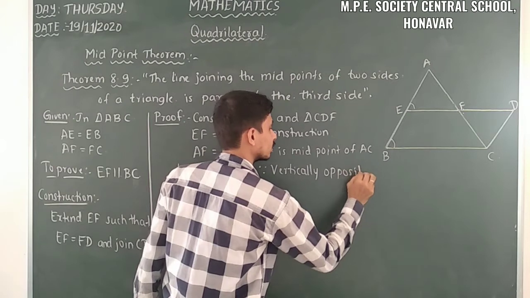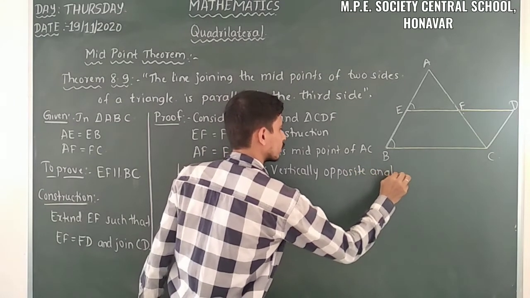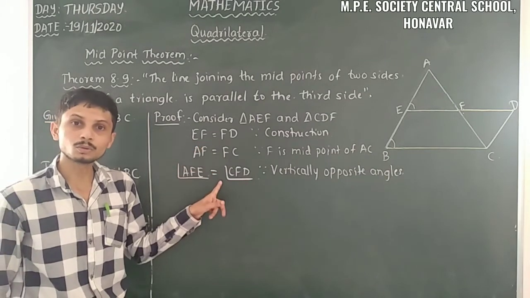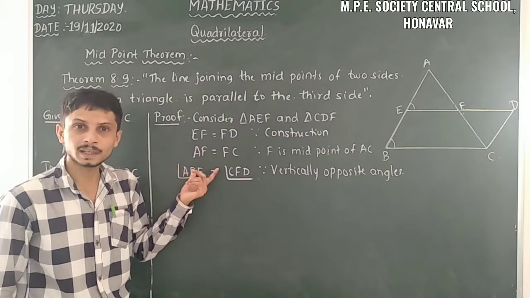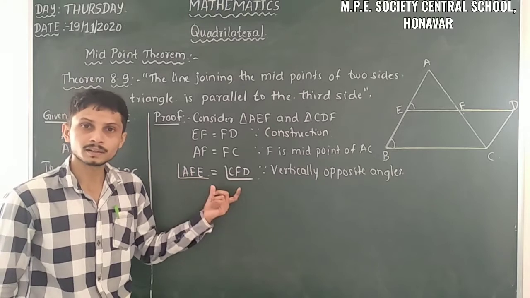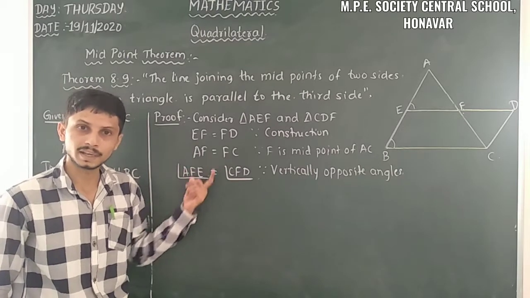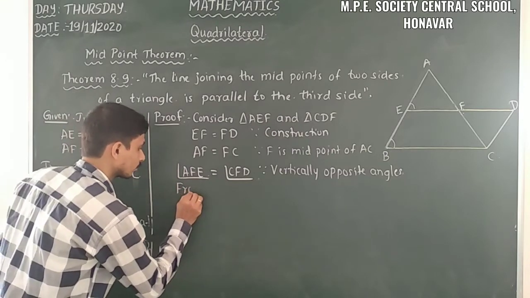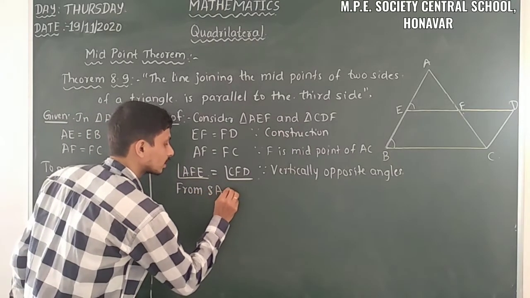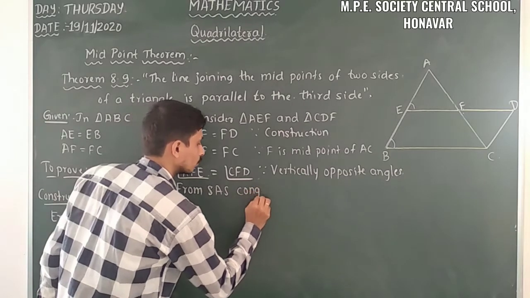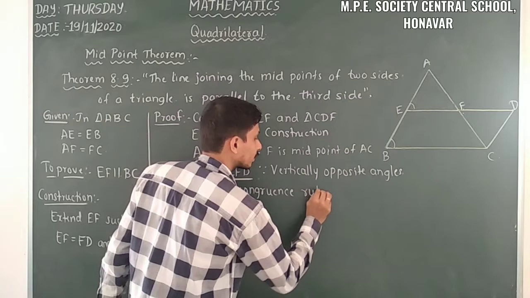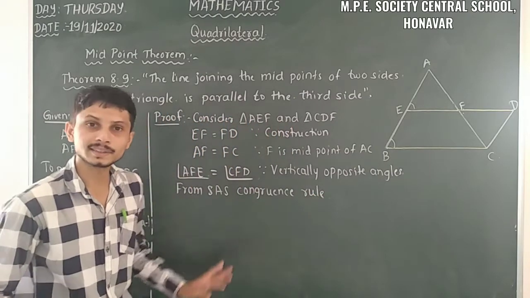Vertically opposite angles. Then, here we have two sides which are equal and one angle which is equal. So that's why we can take the SAS congruence rule. So from the SAS congruence rule, we can take these two triangles are congruent.